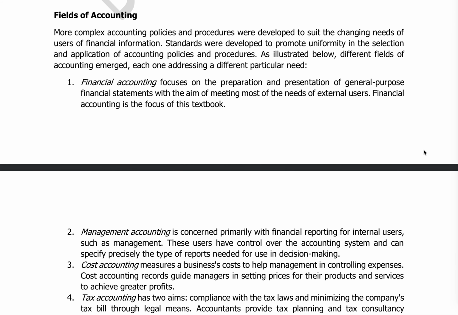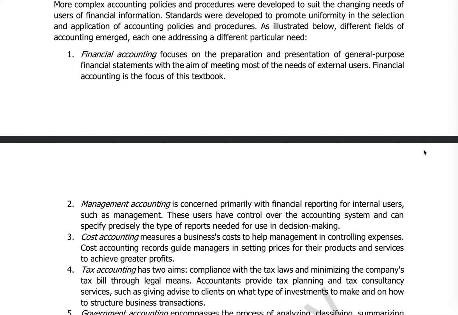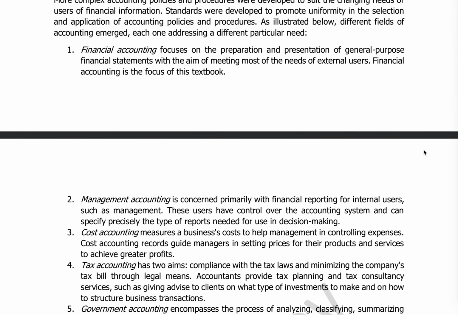Now, what about the fields of accounting? We have different fields of accounting. We have financial accounting, management accounting, cost accounting, tax accounting, government accounting. Financial accounting focuses on the preparation and presentation of general purpose financial statements with the aim of meeting most of the needs of the external users. When you say general purpose financial statements, that is the summary. You will see the assets, liabilities, and equity, the income statement, the statement of changes in owner's equity, all the financial statements. From recording until summarizing, that is it.